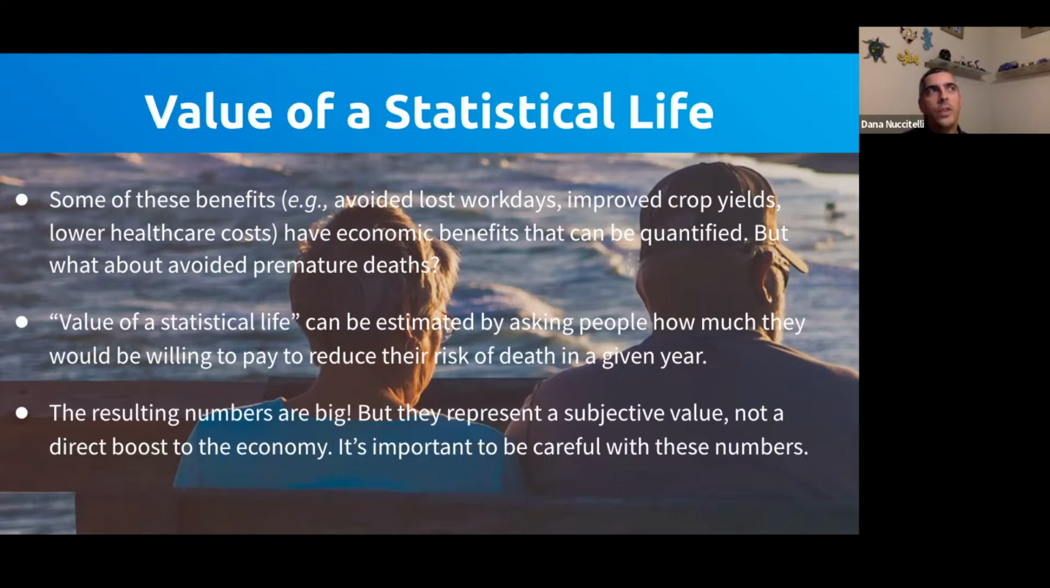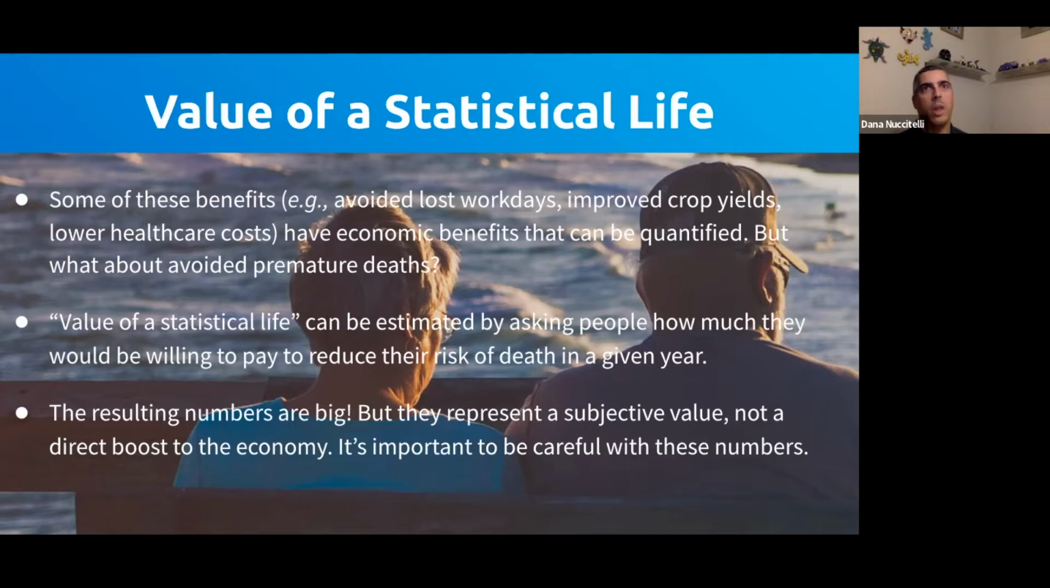So the trick is that it's a subjective value. It's like, this is what I value: reducing my risk of dying or having a premature death. So it's not the same as the direct boost to the economy that you get from more crop yields or fewer lost work days. Those are direct economic benefits, whereas the value of a statistical life, the value that we're putting on this reduced risk of premature death, is not the same direct economic benefit.